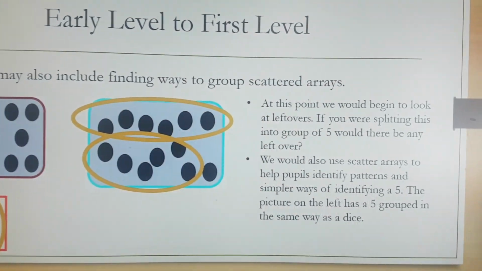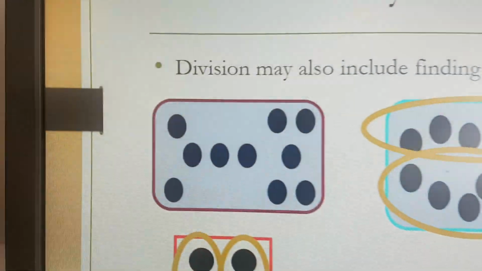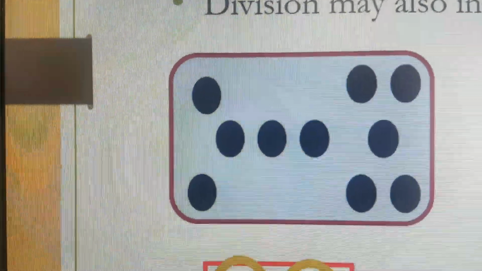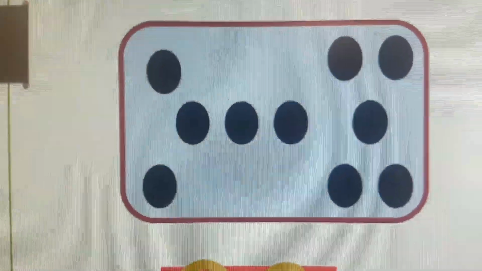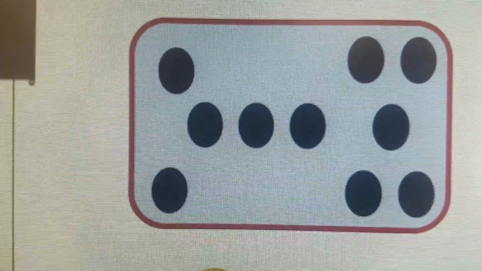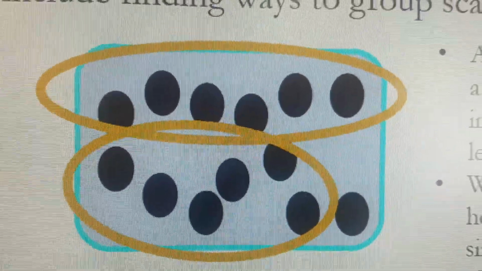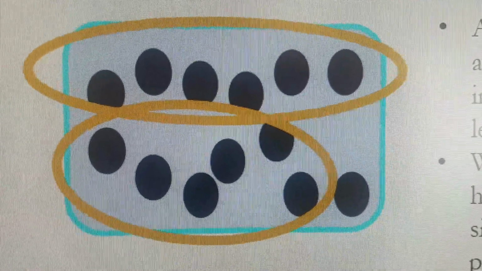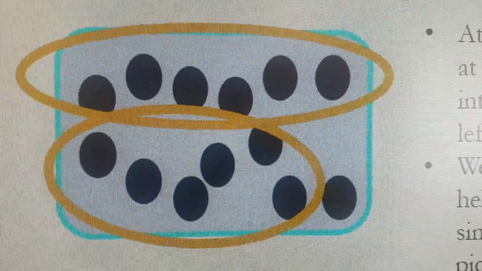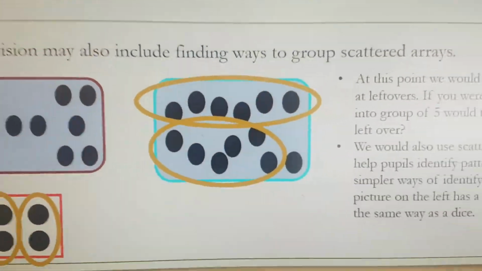At this point, we would begin to look at the remainders. If you were splitting this group into a group of 5s, would there be any left over? Well, we can see from this picture that there would be 2 clear groups of 5. Onto this picture. Can we arrange this into groups of 6? As soon as we've done that, we can see that there's 1 left over. This is where children begin to look at remainders.